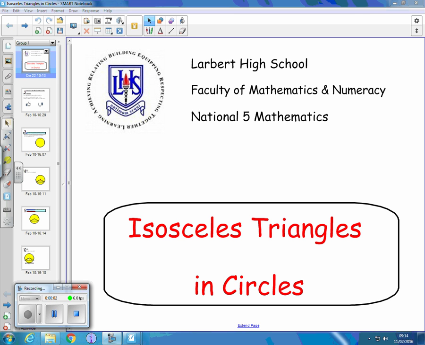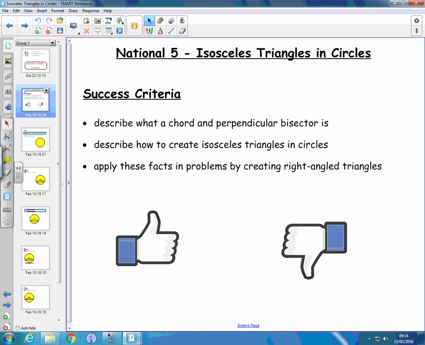So today we're going to have a look at isosceles triangles and circles, and by the end of today we're going to be able to describe what a chord and perpendicular bisector is, describe how to create isosceles triangles and circles, and then apply these facts and problems again by creating right angle triangles.